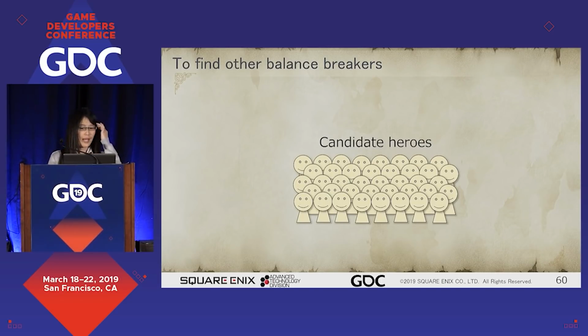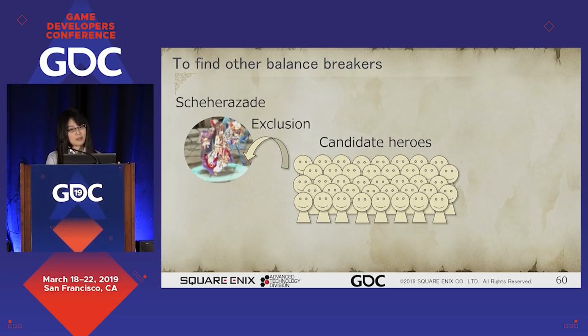When we want to find other balance breakers, we can do it with a simple operation. We rerun GA with specific settings that prevent the use of the Scheherazade character in any party. GA will search for the strongest party with this condition.